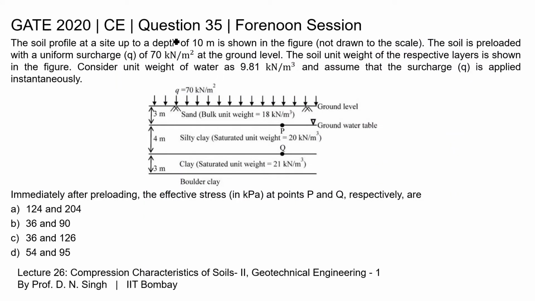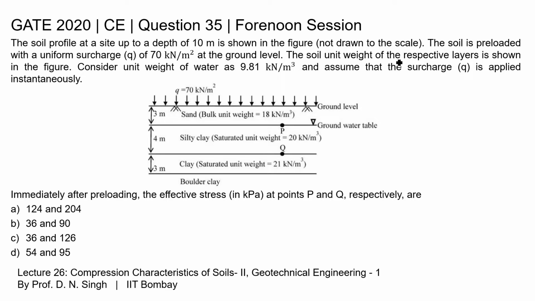This is question 35 of Civil Engineering paper of GATE 2020 forenoon session. The soil profile at a site up to a depth of 10 meter is shown in the figure. The soil is preloaded with a uniform surcharge of 70 kN per meter square at the ground level.